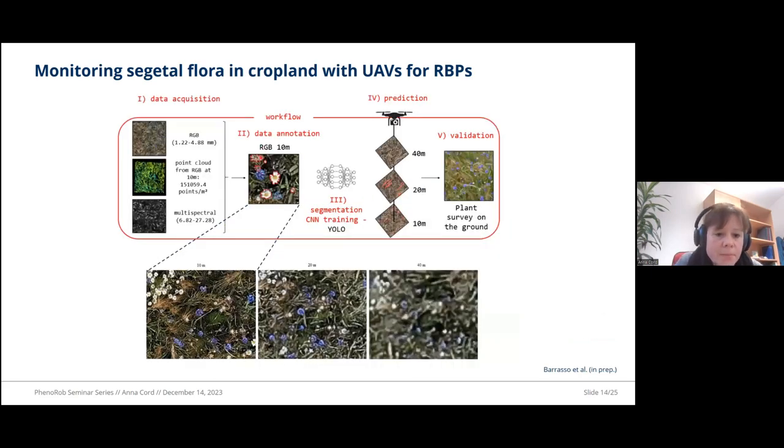So the workflow: we are in the process of doing this. Currently a lot of work goes into the labeling of the data, which we do on the data acquired at the 10 meter flight height. Just for your reference, you see how the resolution gets coarser and coarser. So we do the labeling on this 10 meter data. We use YOLO for the segmentation, and we're then making prediction models at the different resolutions, and we use the plant survey on the ground for our validation.